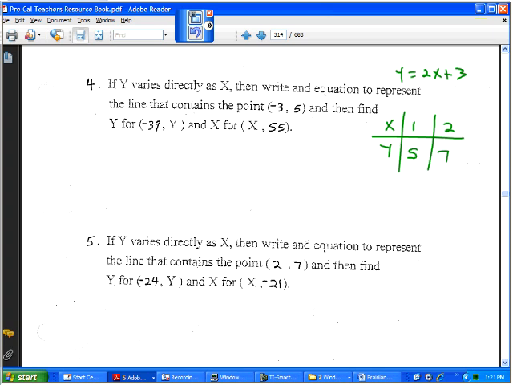Okay? Let me show you something. Can I put my x over y equal x over y? Watch what I'm talking about. x of 1 over y of 5, x of 2 over y of 7. Is that true? No. These are not proportional, because b is not equal to 0. That 3 right there made those not be proportional.